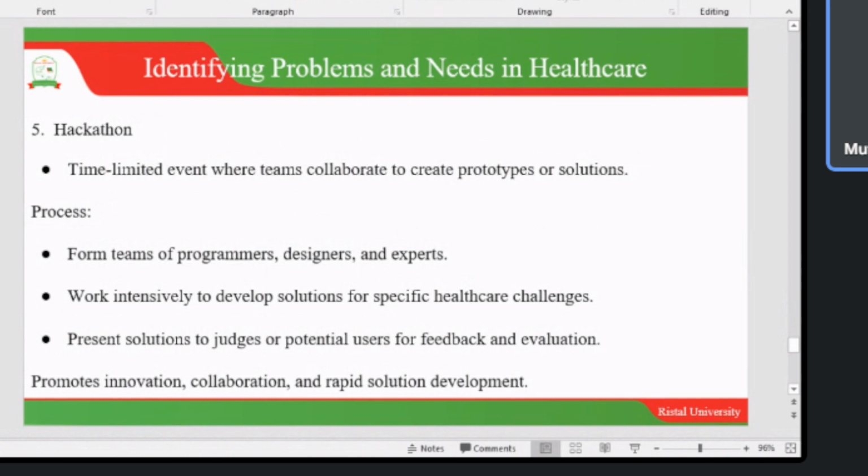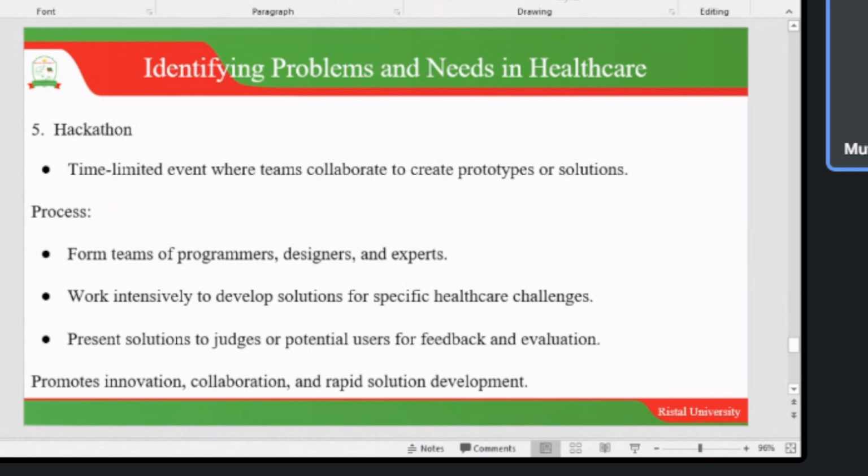It will be a healthcare setting problem, and then they will call for people, programmers, designers, and experts. And when they are gathered in one place, they will form teams, and these people will be introduced to this topic and told to work intensively to develop solutions for that healthcare problem that has been identified.